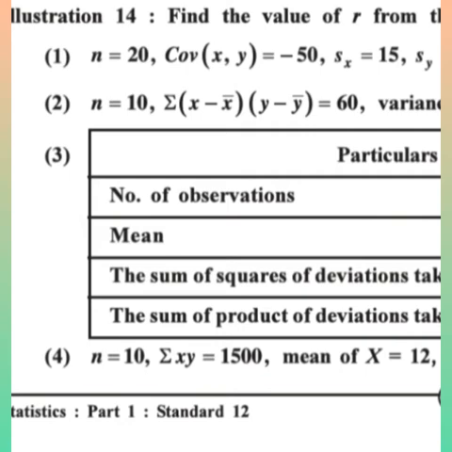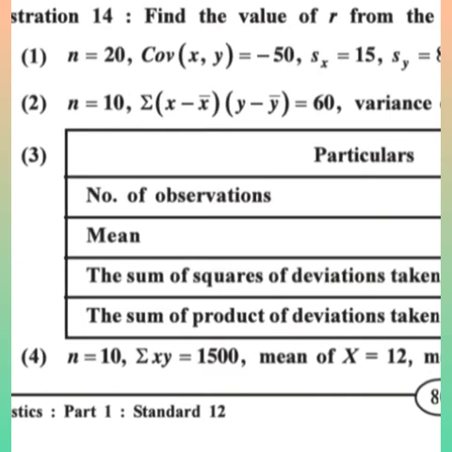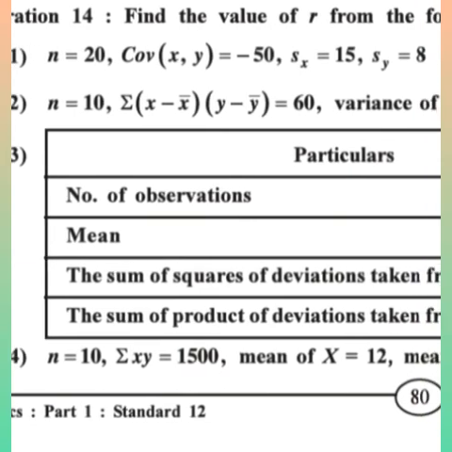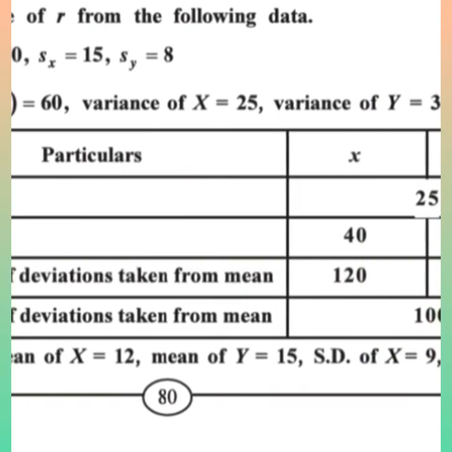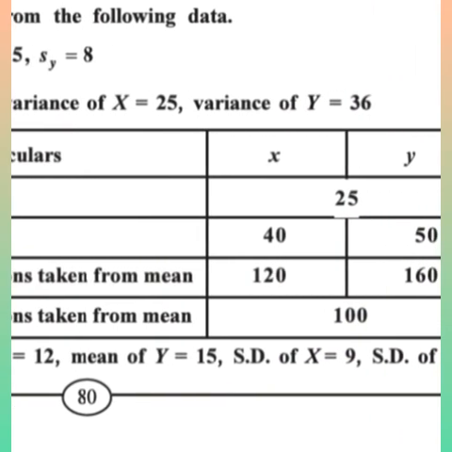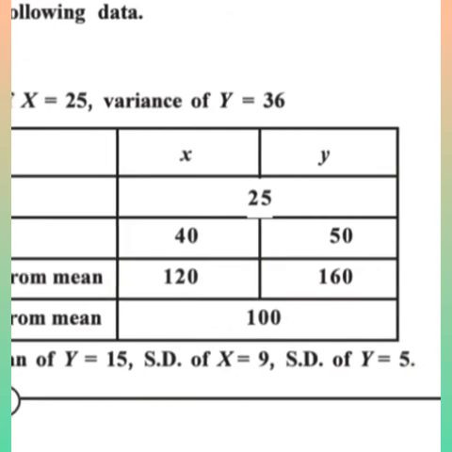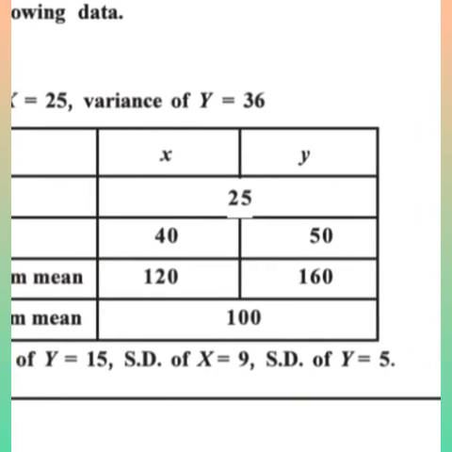See the fourth sum now. n is given to you as 10, sigma xy is 1500, mean of x, that is x bar, is 12, mean of y, that is y bar, is 15, and standard deviation of x, that is sx, is 9, and standard deviation of y, that is sy, is 5, right?